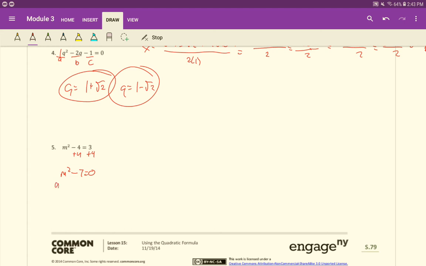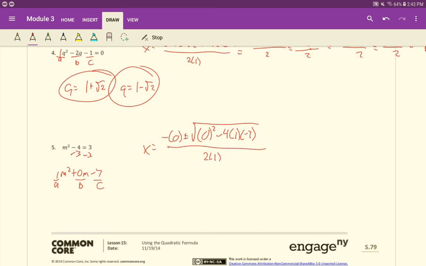So let's see here. a is 1. Our b is, well, we don't have one. So really the b is going to be 0 because there are 0 m's. There's an m squared, but there are no m's, so it's 0m. And then, of course, the minus 7 here for the c. So x equals negative 0 plus or minus the square root of b squared, so 0 squared, minus 4 times a times c, all over 2 times a.